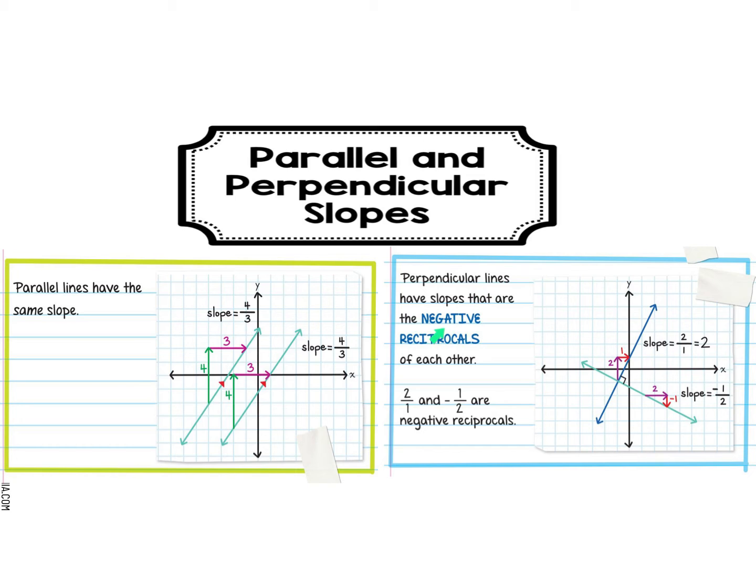Perpendicular lines have slopes that are negative reciprocals of each other. And what that means is negative means opposite. So if it's positive, make it negative. If it's negative, make it positive. Reciprocal is when you flip the fraction. You might want to write that on here. Flip the fraction. So if this first line has a slope of 2, we make it 2 over 1 so that we can flip the fraction. The reciprocal would be negative 1/2.